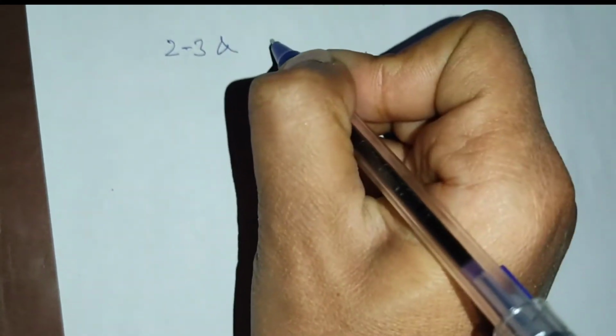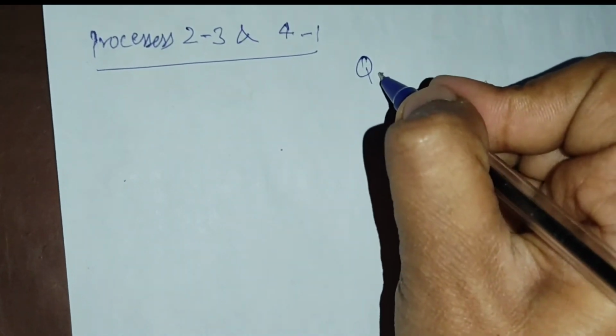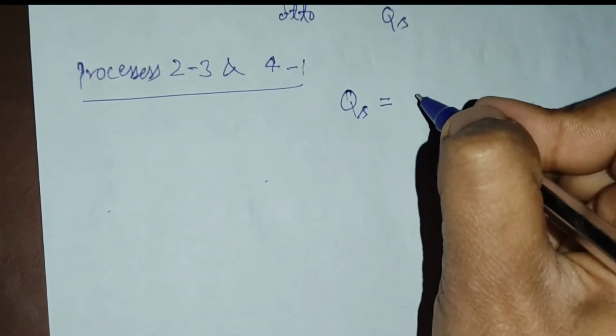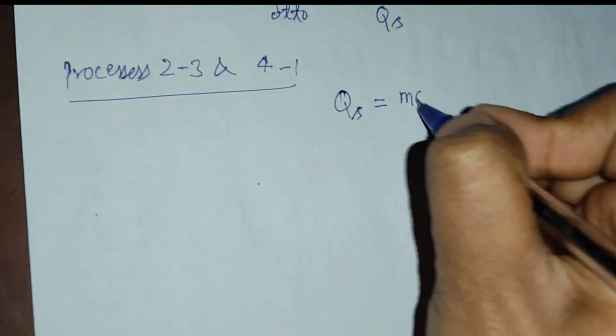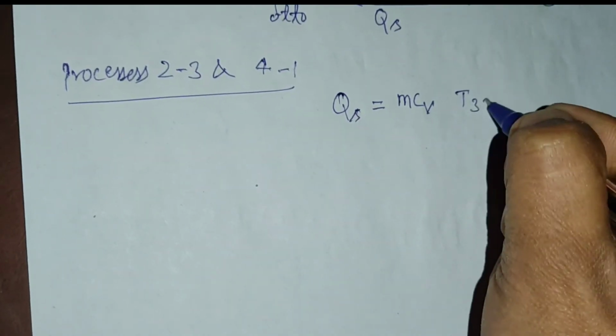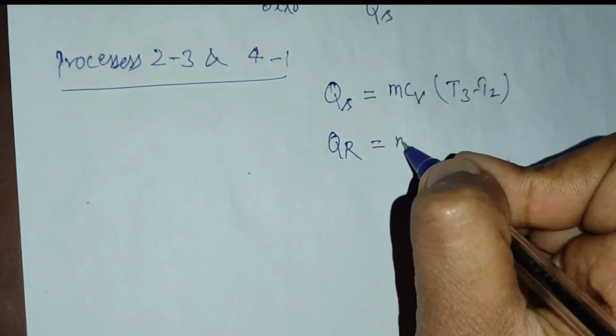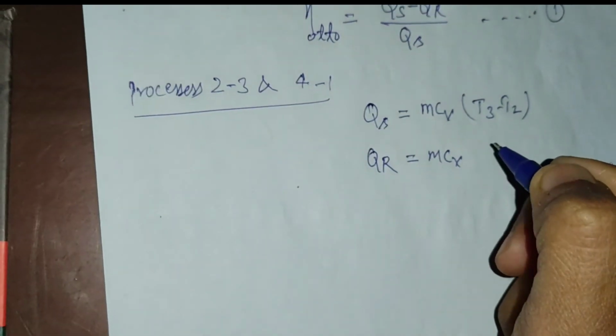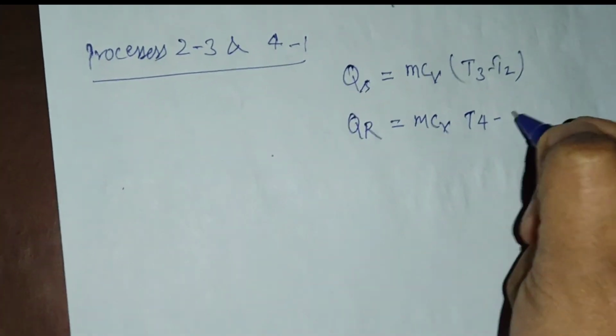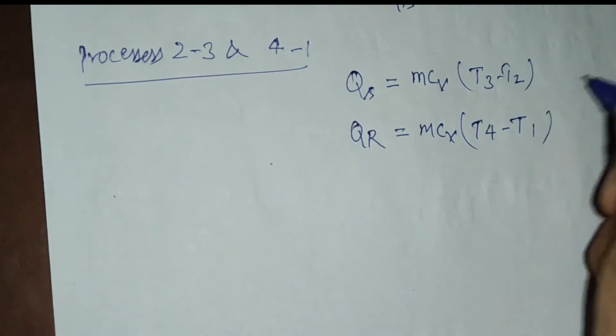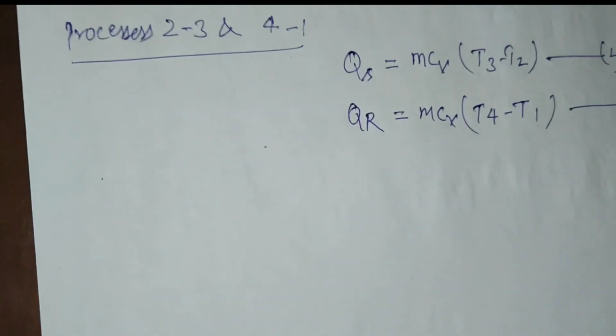Considering processes 2 to 3 and 4 to 1, in 2 to 3 Qs, the heat supplied at constant volume, can be written as m Cv (T3 minus T2), and heat rejection can be written as m Cv (T4 minus T1). This is equation 2 and this is equation 3.